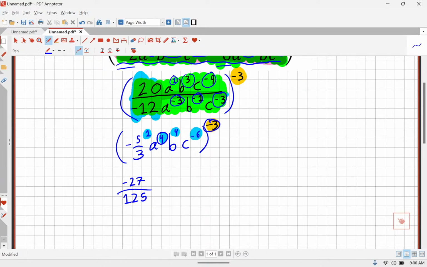And then 4 times negative 3 is negative 12. 4 times negative 3 is still negative 12. And negative 6 times negative 3 is positive 18. And now you're done. That's it. To get a 3.5, you're all finished.